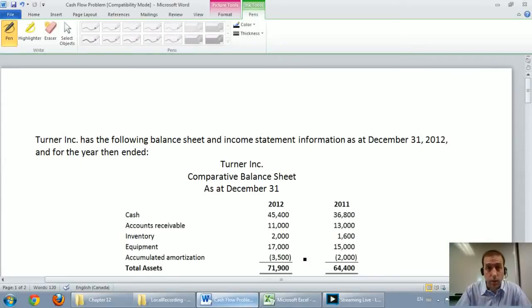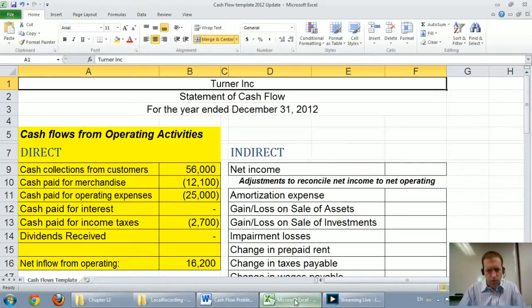Okay, in our previous video, we worked through the operating section of Turner Inc.'s statement of cash flows. And again, you can find the templates and the problem right beneath this video. In this video, we're going to work through the direct method. As I flip over to my Excel, you can see I've completed the direct method. We did that in the previous video and explained all the computations. In this one, we're going to do the indirect method.